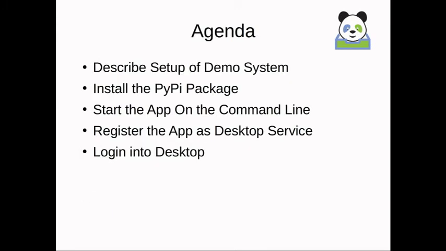So what's the agenda for today? First I will describe my demo system for you, the way it's set up on my machine. Then we'll install the package using pip. We'll do a first test on the command line to use it, and then when this is successful, we'll register the app as a desktop service so that it will be started automatically when a user logs in, and then we'll do some tests with a login.